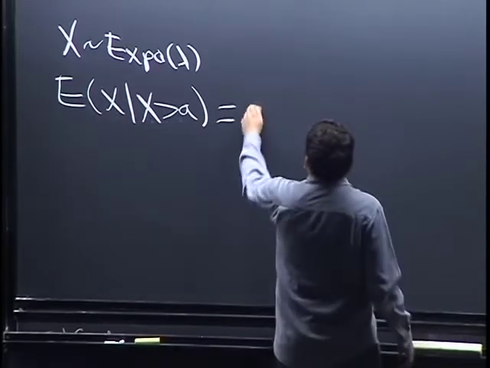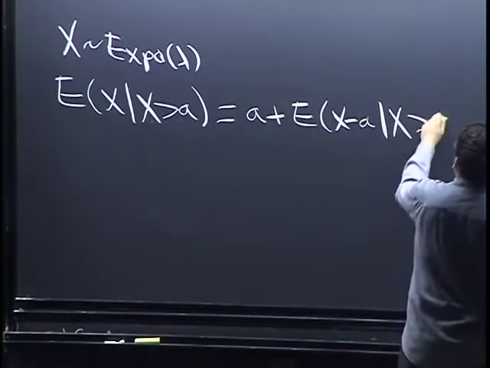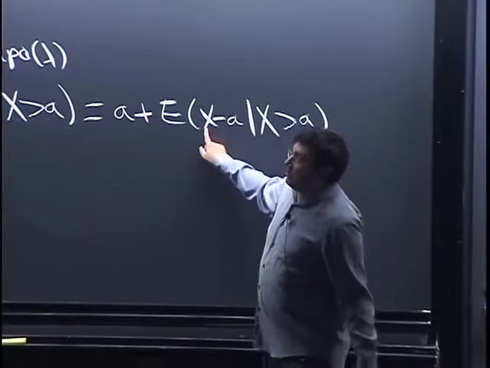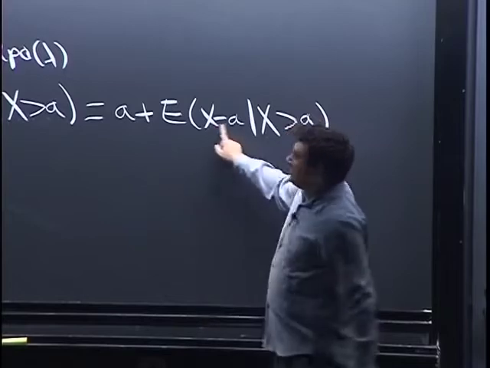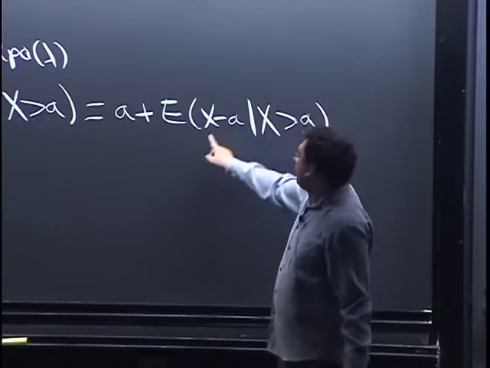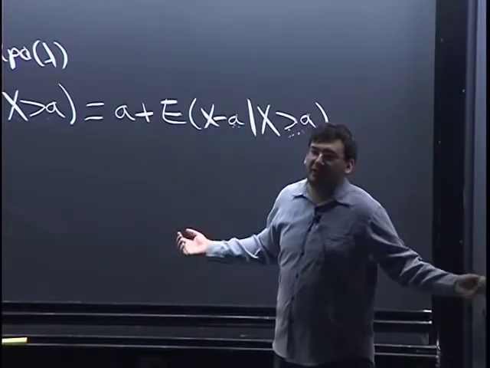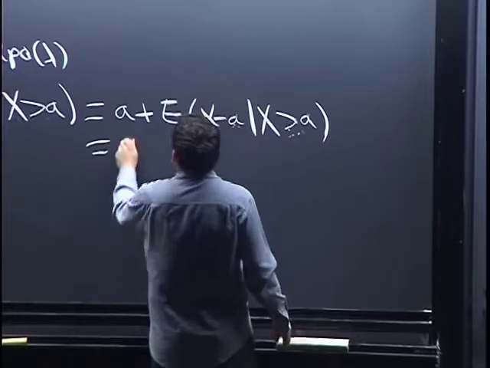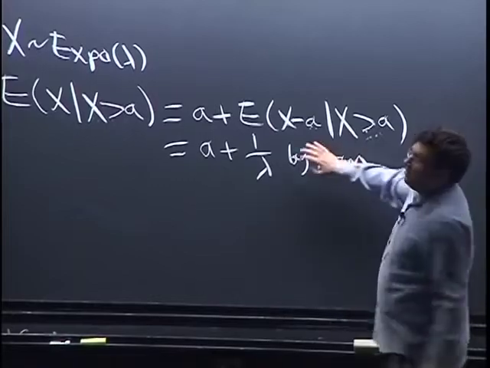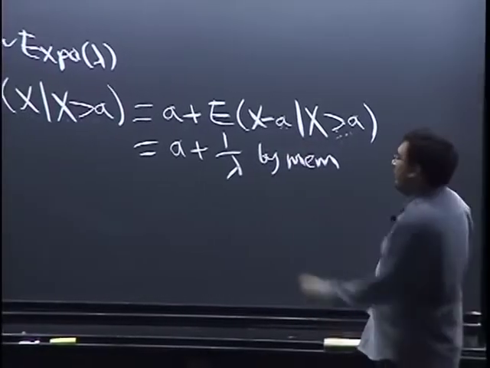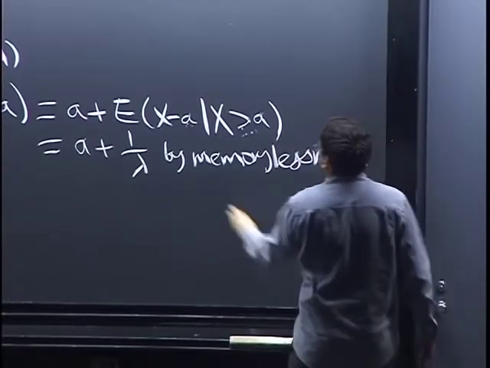Well, we could think of that as a plus E of X minus a, just by linearity, pulling out an a. The cool thing about the memoryless property is that, given that X is greater than a, this X minus a just becomes a fresh exponential, because this is the additional waiting time. You waited a, but it started over again. So it's immediate that this is just a plus 1 over lambda by the memoryless property. Otherwise, you'd have to do some calculus, integration and so on, but we can avoid that, in this case and in some other interesting problems, just by using this property.